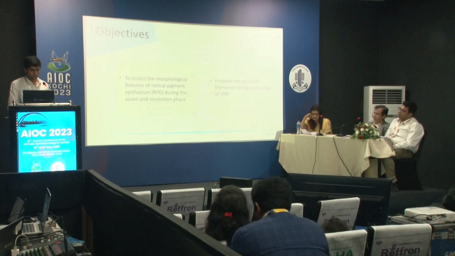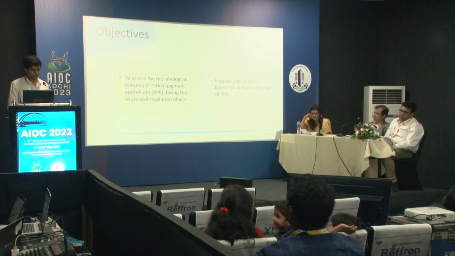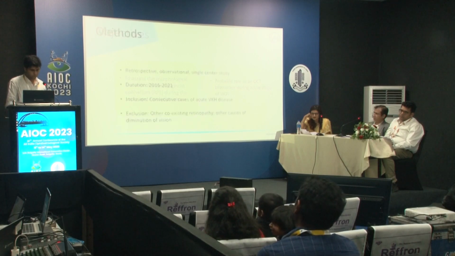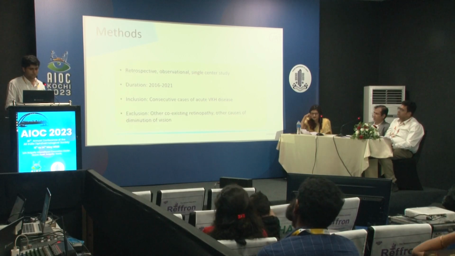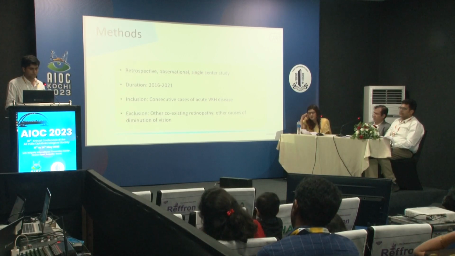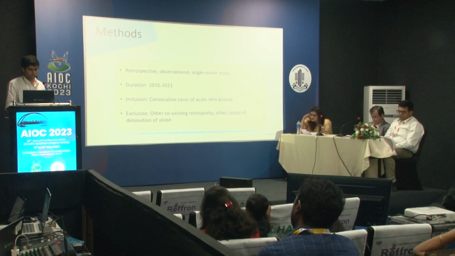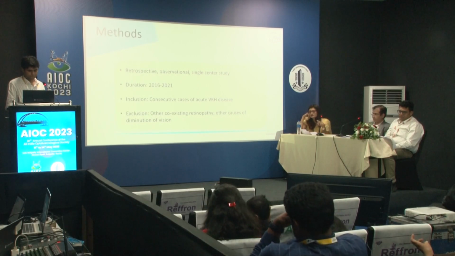The objective of our paper was to assess the morphological features of the retinal pigment epithelium during the acute phase of disease and following its resolution, and its probable role as an OCT biomarker during the acute stage of VKH disease. This was a retrospective observational single-center study conducted between 2016 and 2021, which included consecutive cases of acute VKH disease, and we excluded other cases of coexisting retinopathy and other causes of diminution of vision.